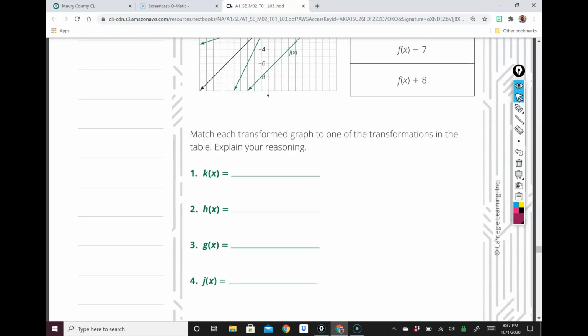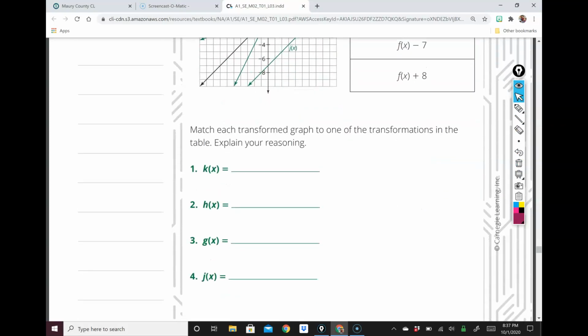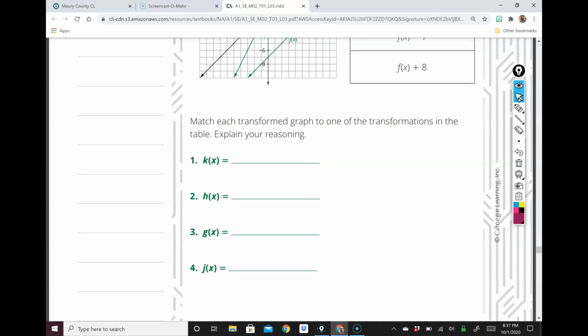Match each transformed graph to one transformation in the table. Explain your reasoning. Well, I think we did that.